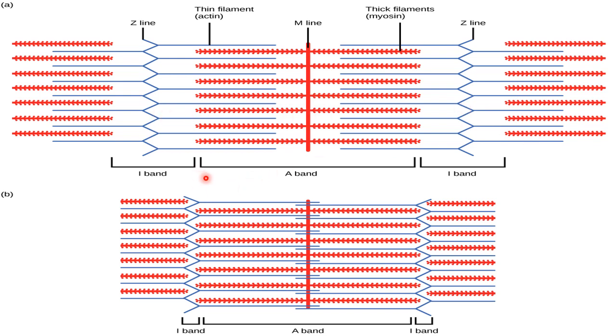Then the A band, the distance of the A band is not changed during contraction. It remains the same. What changes is that the A band of this sarcomere and the A band of the next sarcomere, their distance is brought together. So these are the changes that occur in contraction of the muscle fiber in a sarcomere.